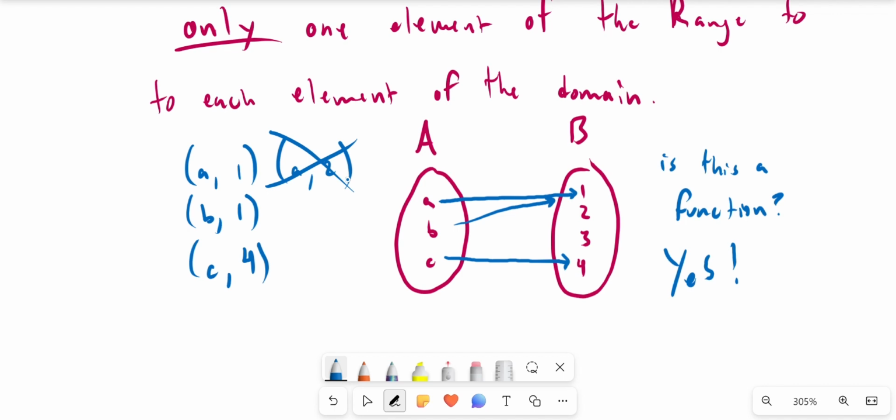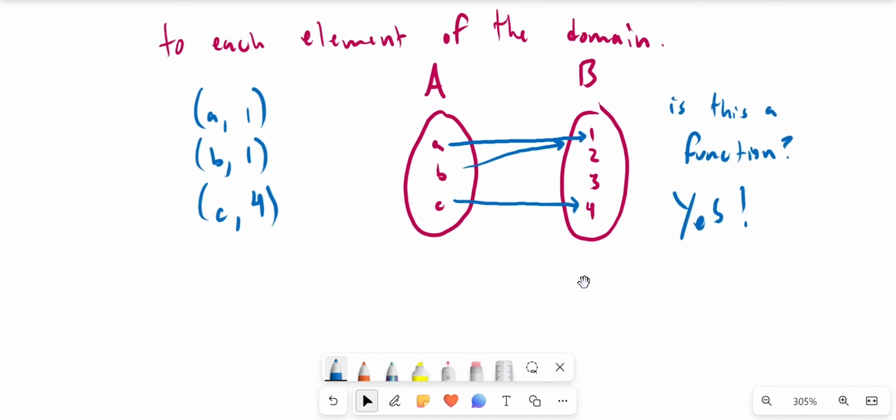We say that a function is monovalent. It only gives one value for each input. Now that could be repeated. That's okay. It's okay to repeat values of the range as long as you don't give different values of the range to the same input. That's the issue. So if I was to ever draw another arrow coming out of here, that would not be a function.